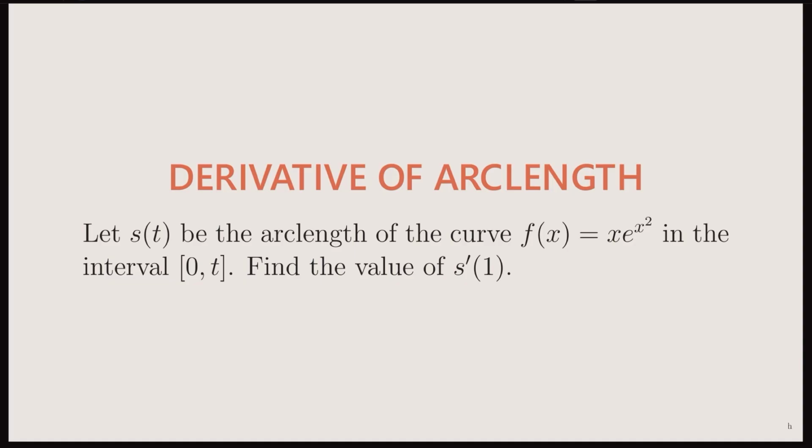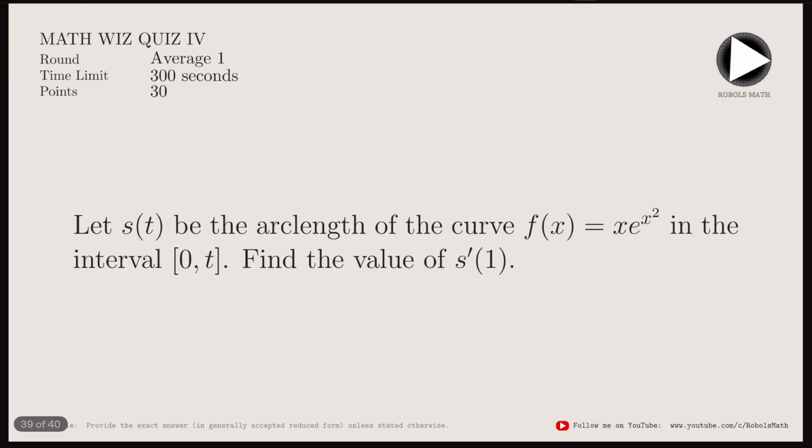For this problem, we are given that the function s of t is the arc length of the curve f of x equals x times e to the x squared in the interval 0 to t. And we are asked to find the value of s prime of 1. Now, this question isn't particularly hard, and we will just use two main concepts here.